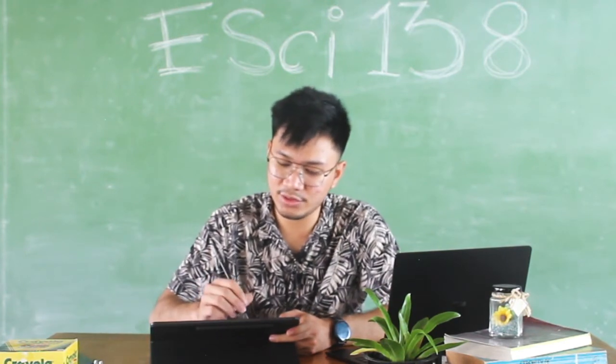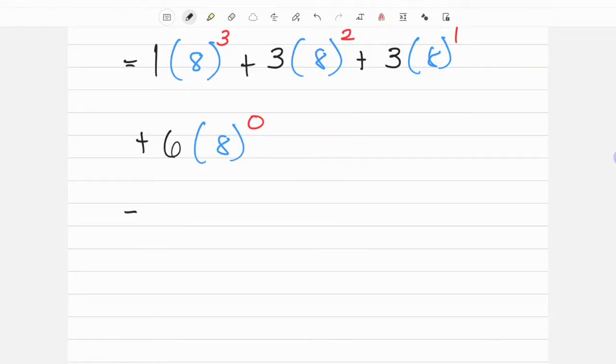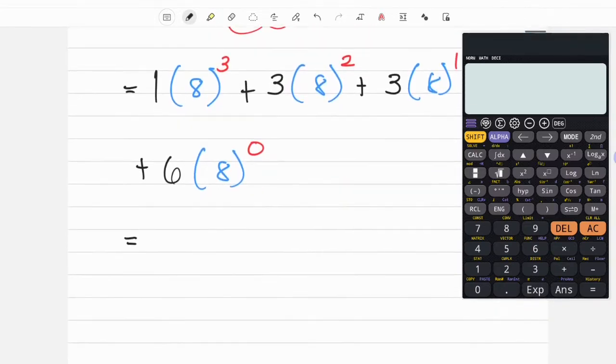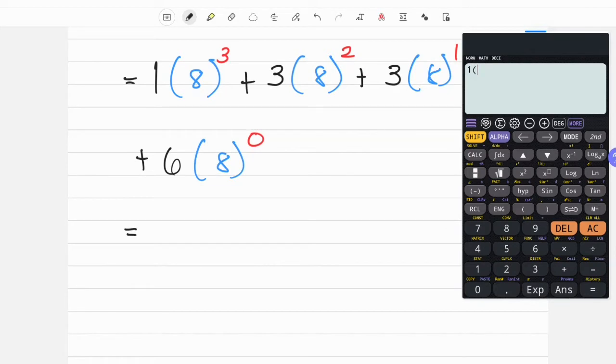Okay, understood. So basically, if you're going to solve this one, you have... So again, what is 1 times 8 to the power of 3? So that is 1 times 8 to the power of 3. That is 512.